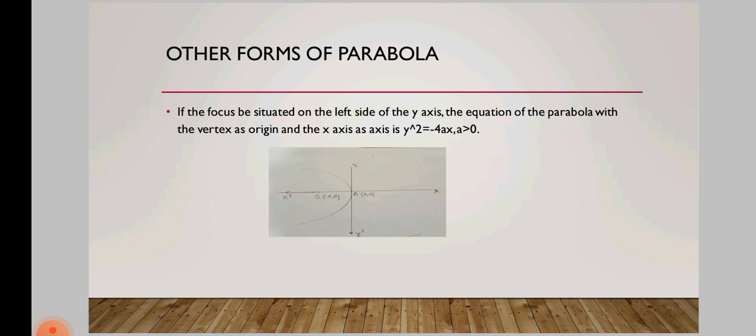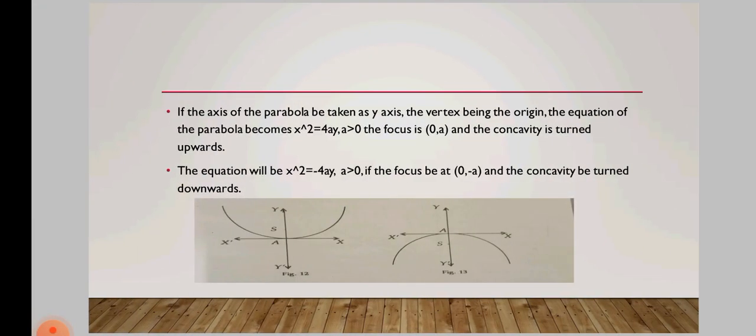Suppose the parabola is concave around the negative x-axis. In that case, the coordinate of the focus is (minus a, 0). The vertex is (0, 0), and the axis is the negative x-axis. So the equation of the parabola will be y square is equal to minus 4ax, and here a will be greater than 0. Also there are other forms of parabola like these two, as you see in the picture.